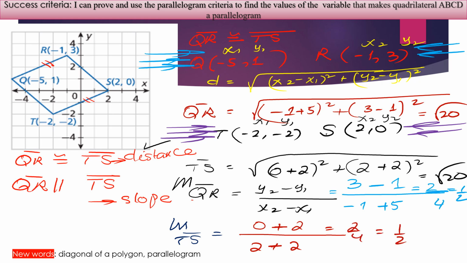So we can see that these slopes are equal, which means the lines are parallel. The most important thing you should know is that to find out the congruency, you have to use the distance formula. To find out if the lines are parallel, you have to use the slope formula.